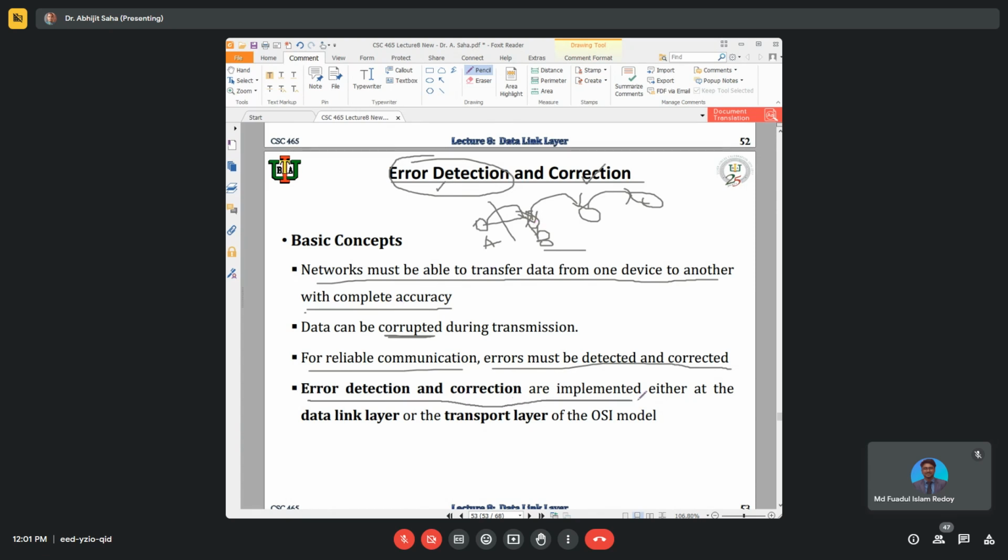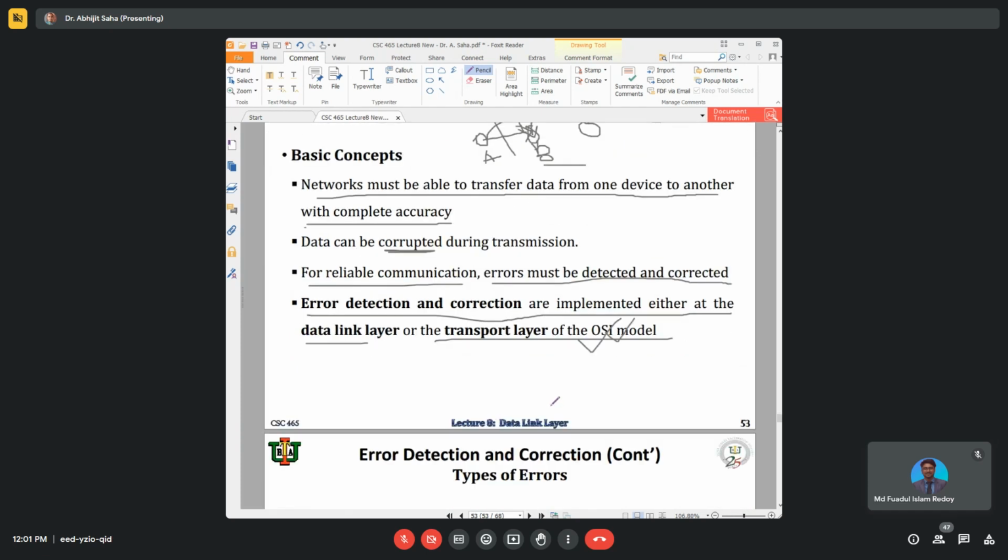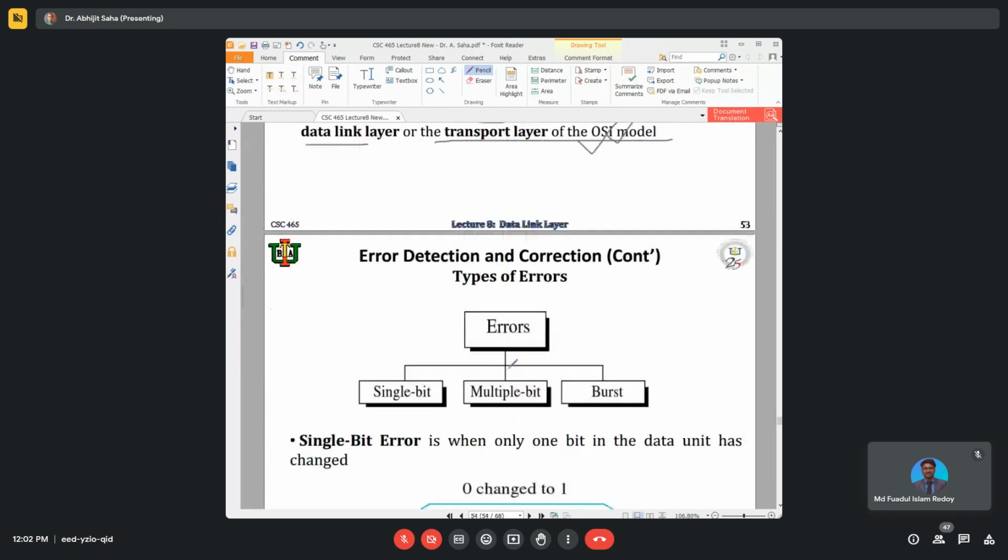Error detection and correction are implemented either at the data link layer or the transport layer of the OSI model. In the transport layer, we have already seen error detection using the checksum. Through the checksum, the receiver side finds whether there is an error or not. In case of TCP, if there is an error, retransmission of the segment is necessary. Here we are now going to see the error detection and correction procedure in the data link layer.